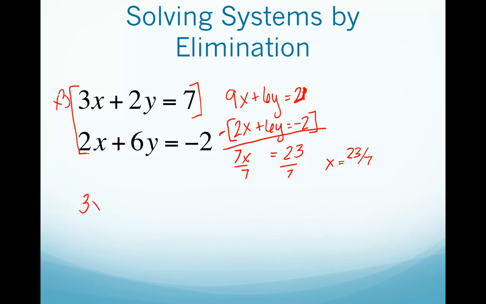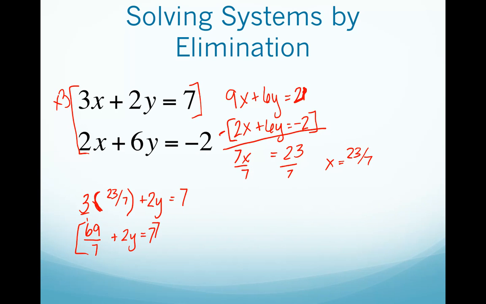So x is actually, let me put that into parentheses, 23 over 7, plus 2y equals 7. And then I'm going to go ahead and multiply here. So when we do multiply, I end up with 69 over 7, because really this is 3 over 1, plus 2y equals 7. So now this looks pretty messy, and I can subtract the 69 over 7 to the other side and then get common denominators.